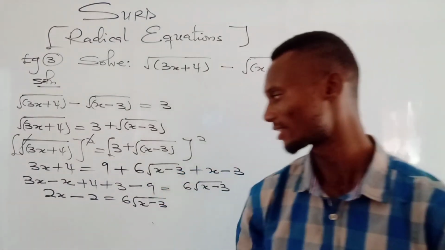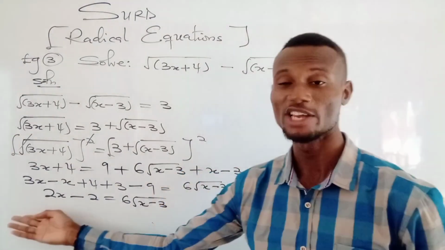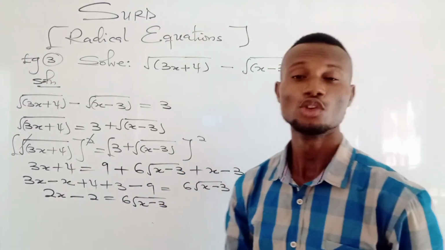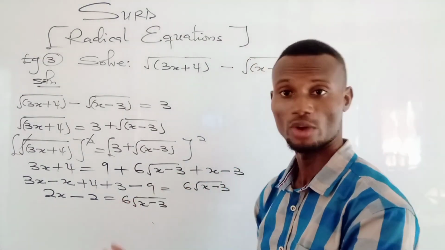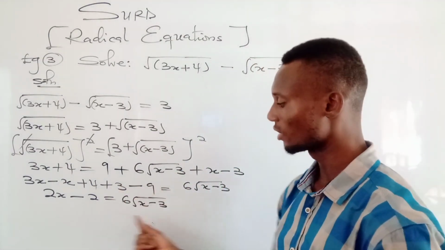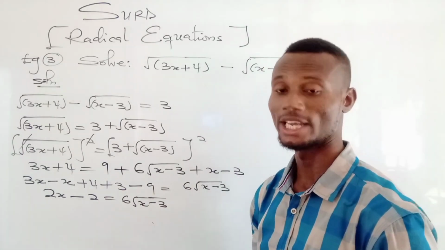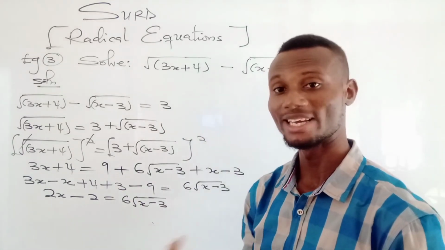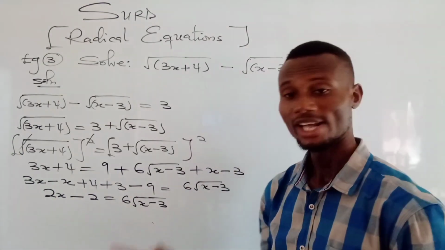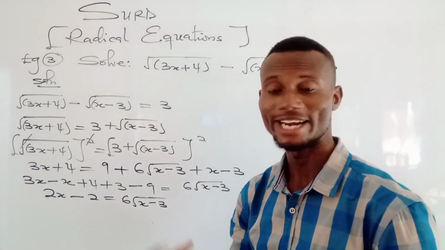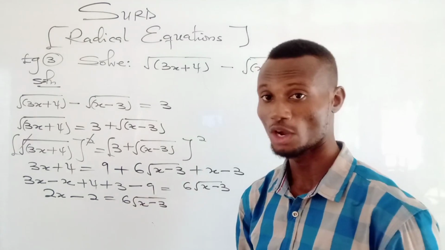Now you can see that from here we still have a square root sign in it. So what you do again is to square both sides of the equation again, because you still have a square root sign in it. And the only way to eliminate the square root sign from the given equation that we have here is to square both sides again so that we can eliminate the square root sign.